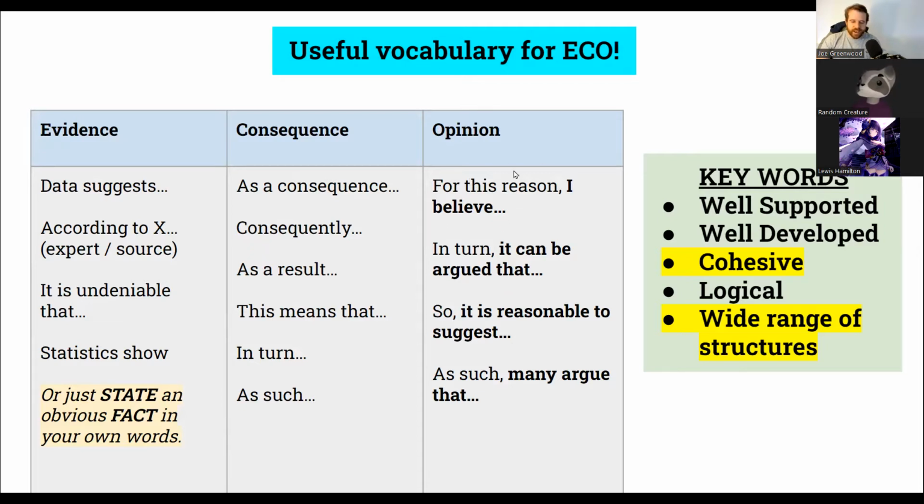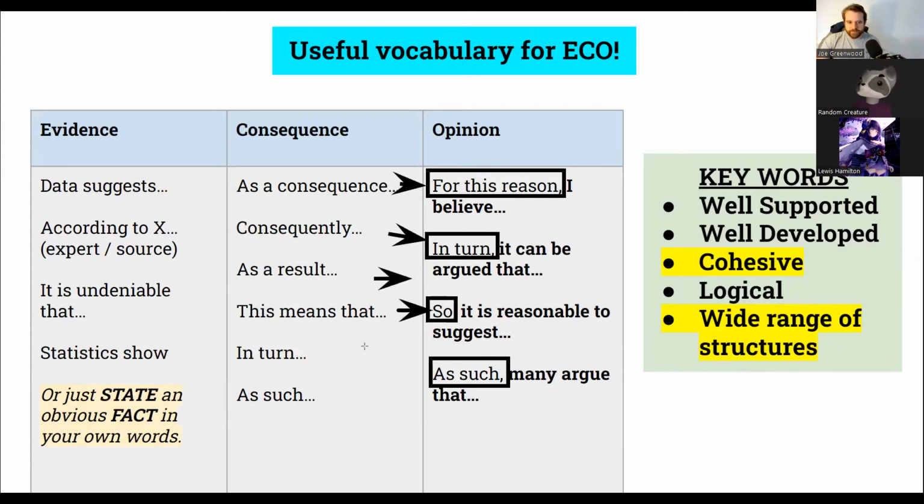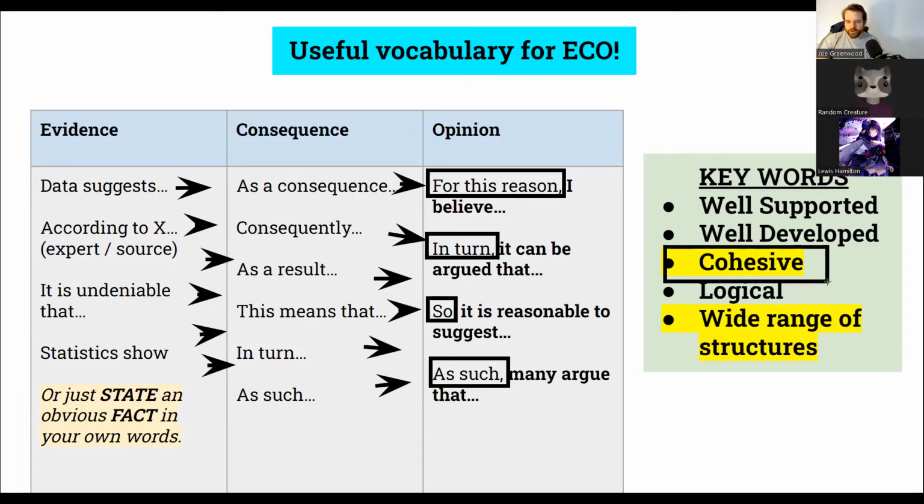All of these and many more are how to express your opinion, but you'll notice that I used for this reason, in turn, so, or as such, because this means that everything follows from here to here, right? And this follows to here. That's helping you be cohesive, which is one of the things in the marking scheme. So now you know how to use ECO.